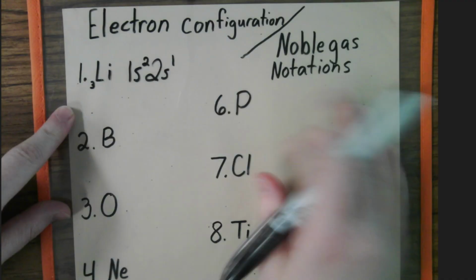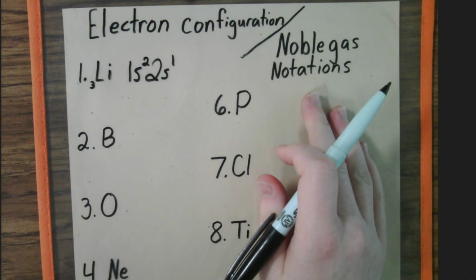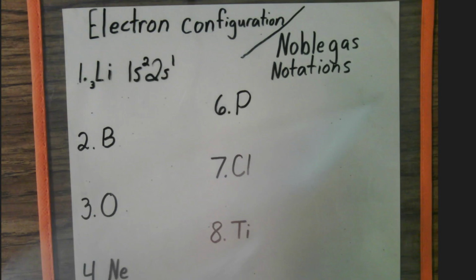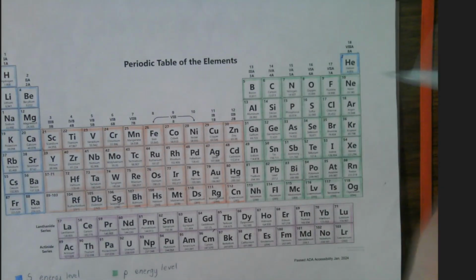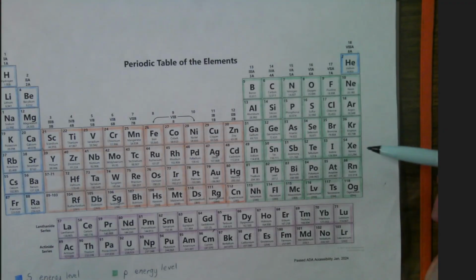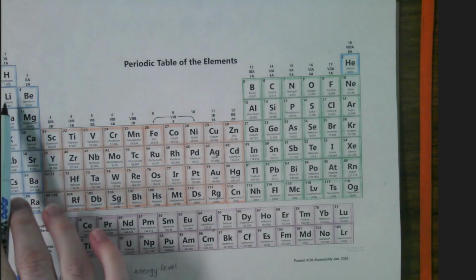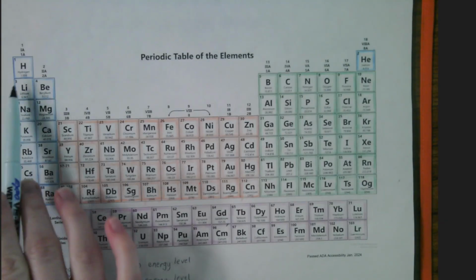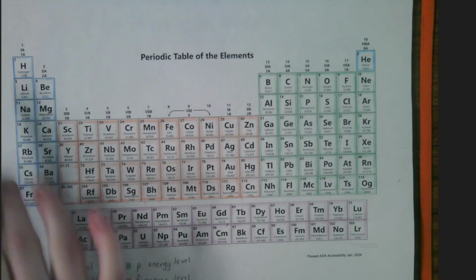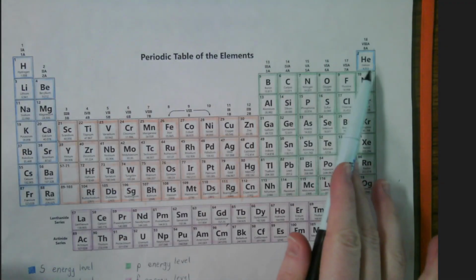Now, the noble gas notation for lithium, we're going to go back on our periodic table, and the previous noble gas is what we're going to use. This column here, column 18, are known as the noble gases. These are what we're going to refer to when we talk about noble gas notation. So lithium is here, all the way on this side. It has 3 electrons. We're going to have to go back to find the previous noble gas.